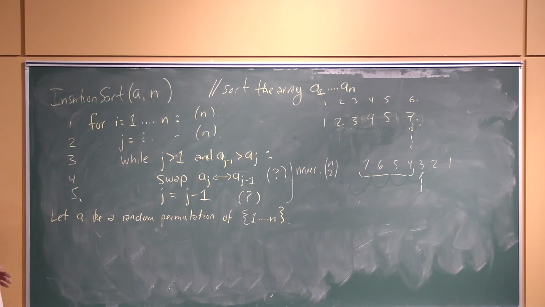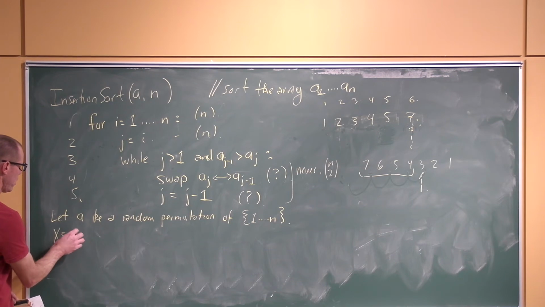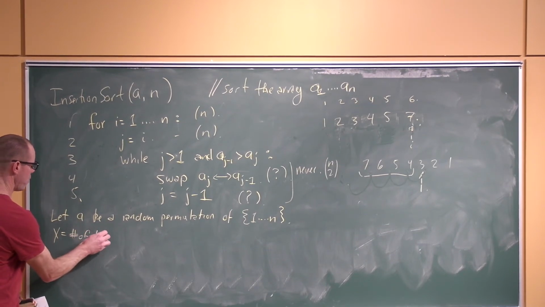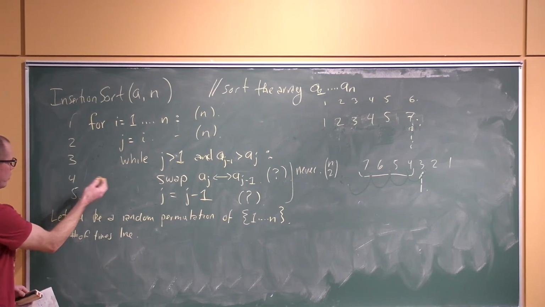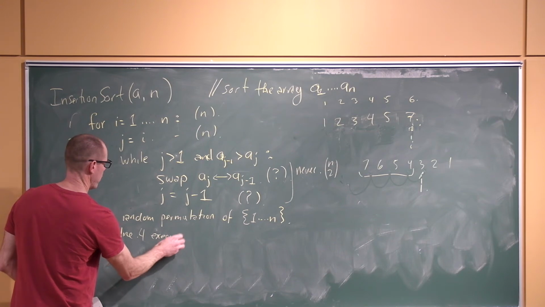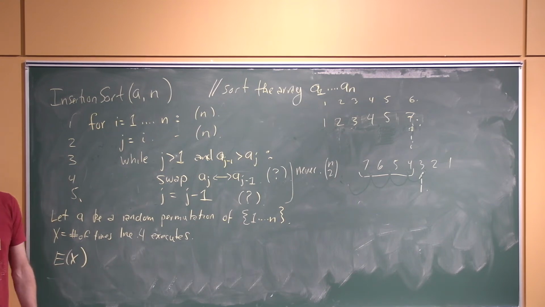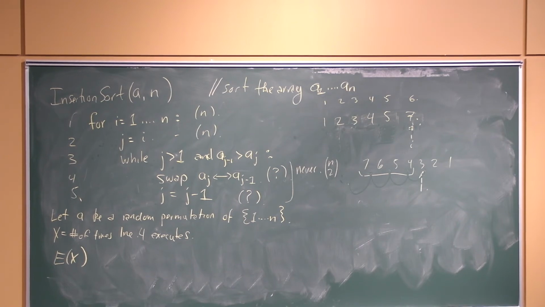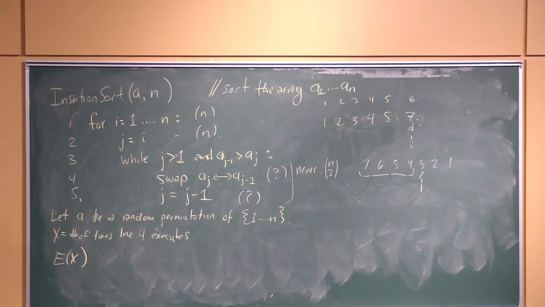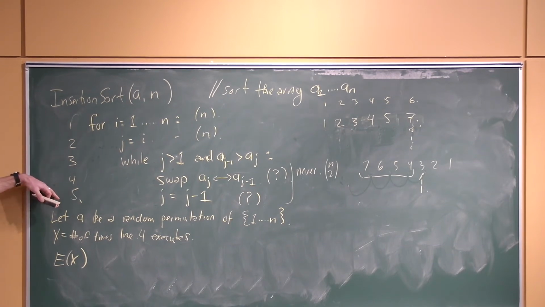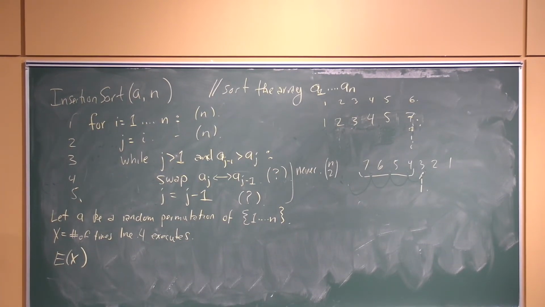And now you ask, okay, let x be the number of times line 4 executes. What is the expected value of x? This is a real computer science problem here. It's a sorting algorithm. It doesn't get more computer science than that. We're actually looking at lines of pseudocode, which are almost lines of Python code, if you like that. And I'm asking you very specifically, how often is this thing going to execute if the input is random?